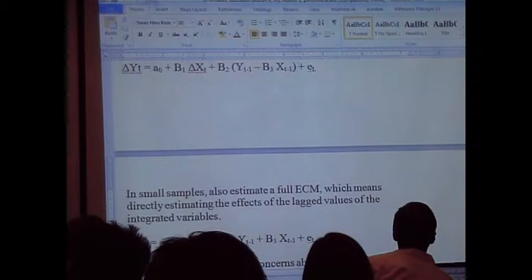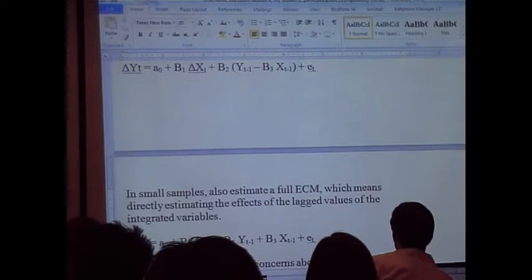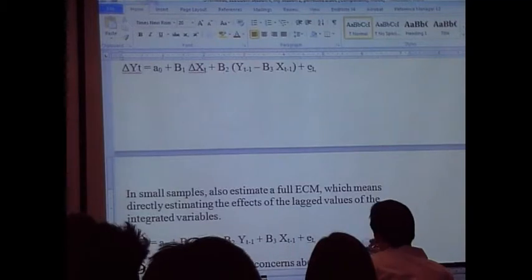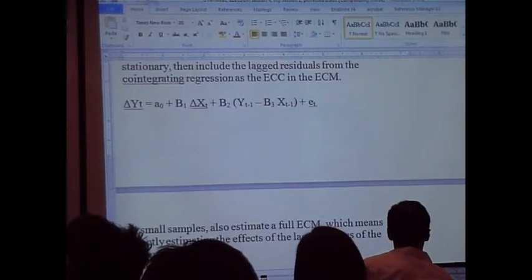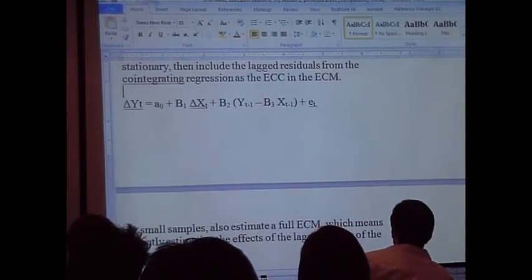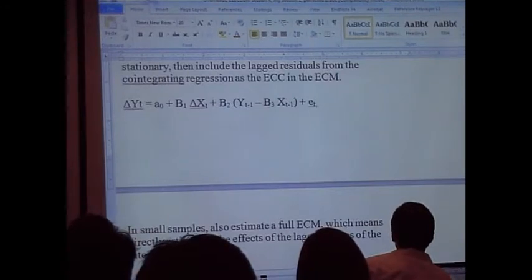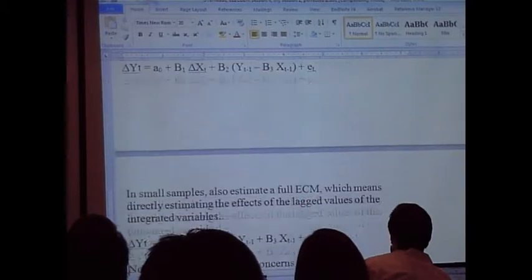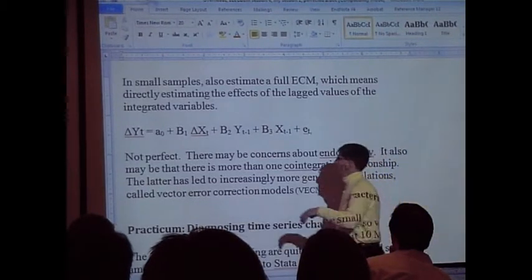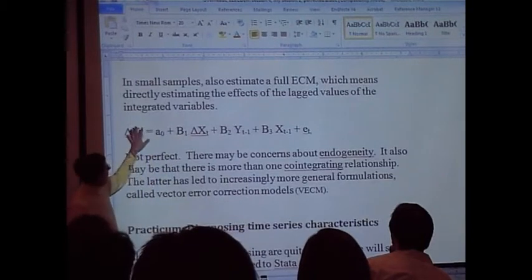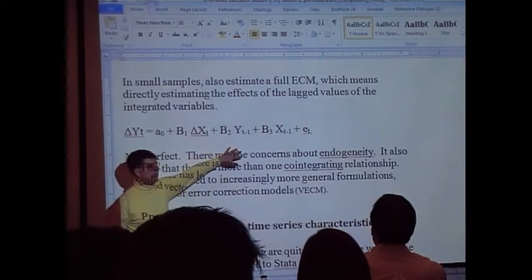So that's the classic approach to modeling using an ECM when you have integrated variables. It's mathematically equivalent, just about, to entering y t minus 1 and x t minus 1 separately. If you see right here, there's no reason why you couldn't just write that out as b2 y t minus 1 and b2 times b3 x t minus 1, and just estimate a coefficient for the t minus 1. Instead of estimating the residuals, you could estimate the difference in y regressed on the difference in x, and lag y, and lag x.